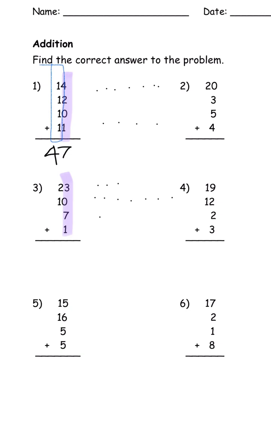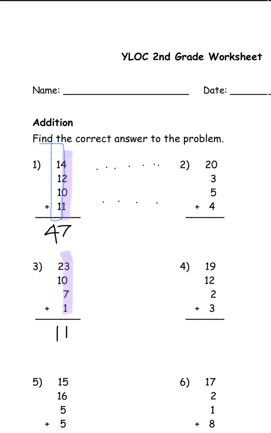Plus 1. So when we count, we had 3, 4, 5, 6, 7, 8, 9, 10, 11. So 3 plus 7 plus 1 is 11. We put 1. And instead of putting the 11 like that, we're going to actually write the 1 above the tens place like that so that we can add these 3 numbers.